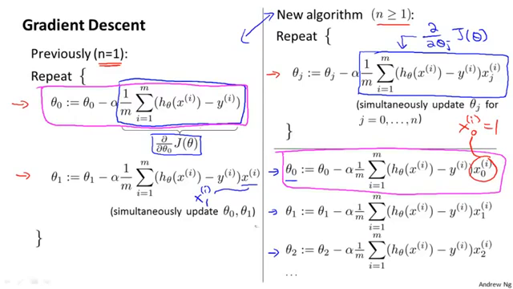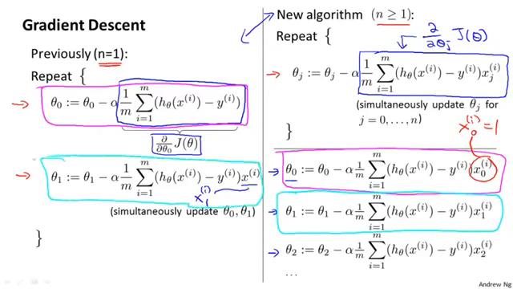Similarly, if you look at the update rule for theta 1, you find that this term here is equivalent to the term we previously had, the update rule we previously had for theta 1, where of course we're just using this new notation x subscript 1 to denote the first feature. And now that we have more than one feature, we can have similar update rules for the other parameters like theta 2 and so on.